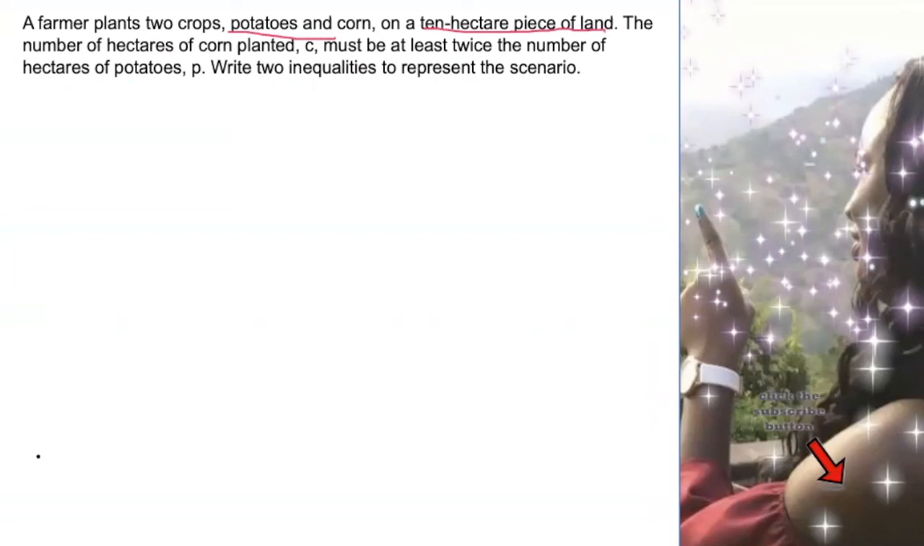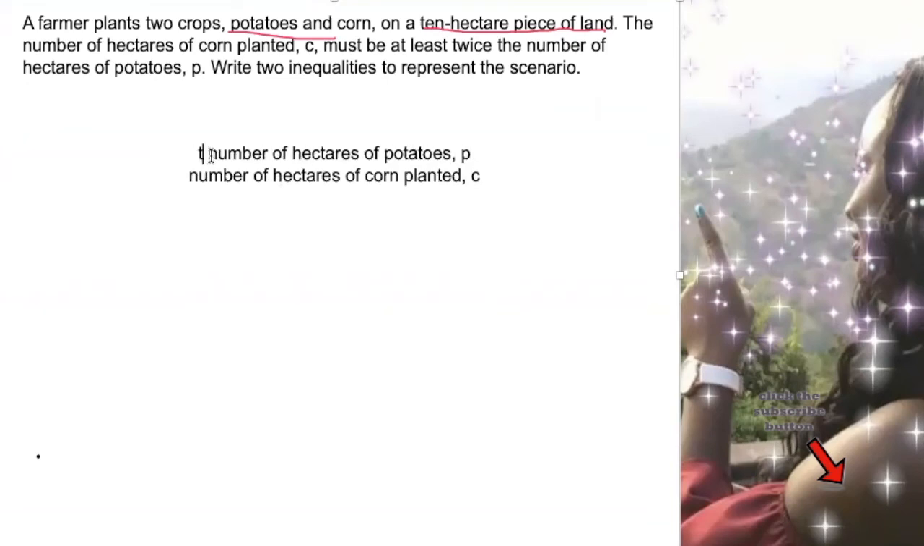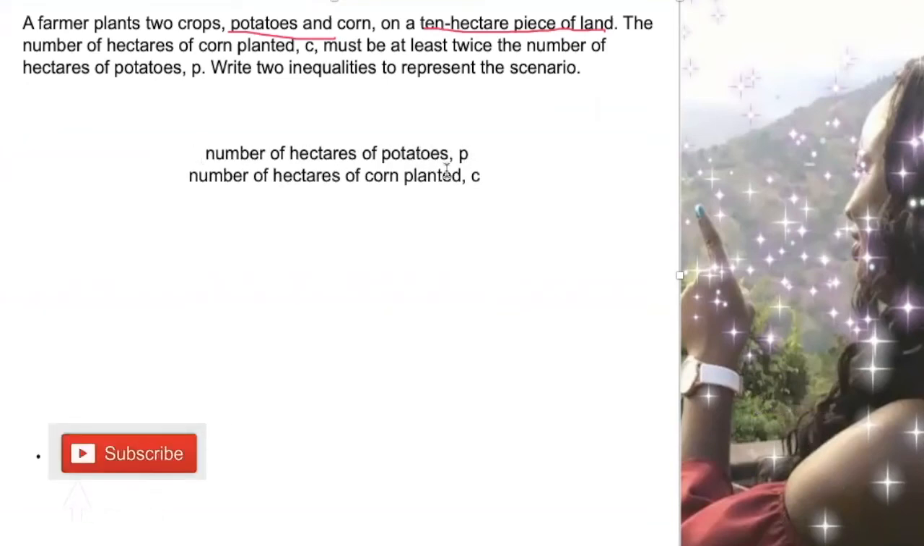Something that we need to note. First, P represents the number of potatoes that we have. Also, we have the number of hectares where corn planted is C. So P represents the number of hectares of potatoes, while C represents the number of hectares of corn planted. The next information is that we have 10 hectares of land. So we were given that the land size is 10 hectares.